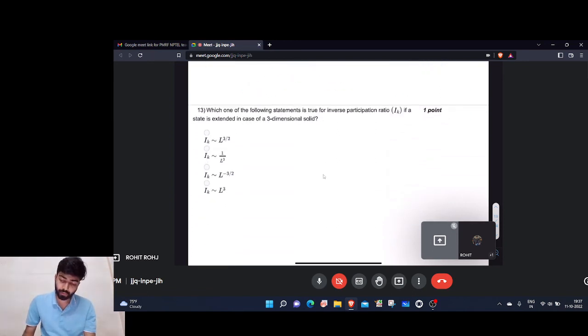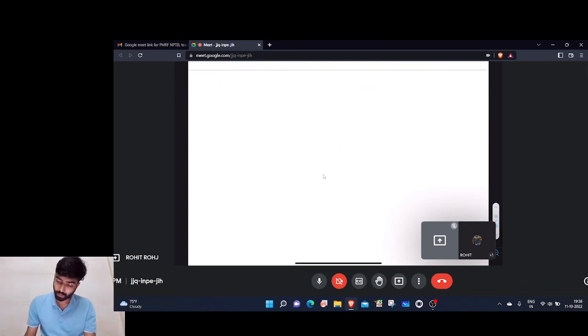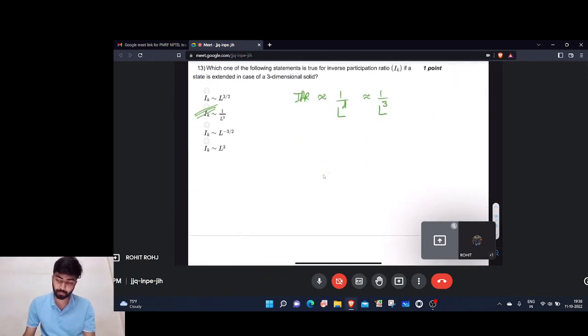Now question number 13 again discusses the inverse participation ratio. As we have already found, in the case of an extended state of the system, IPR can be written as 1 divided by the size of the system raised to the power of dimensionality. Now in the case of a three-dimensional solid, it will go as 1 divided by L cubed, and the following is the option. Okay, so we have completed the assignment.